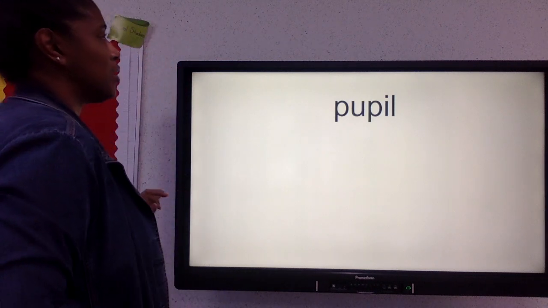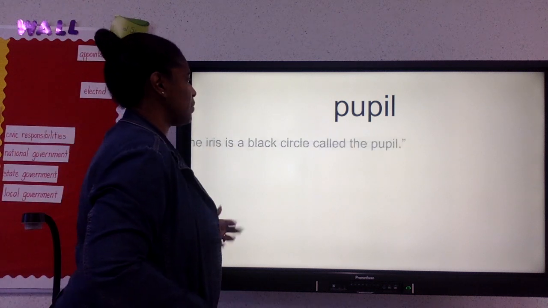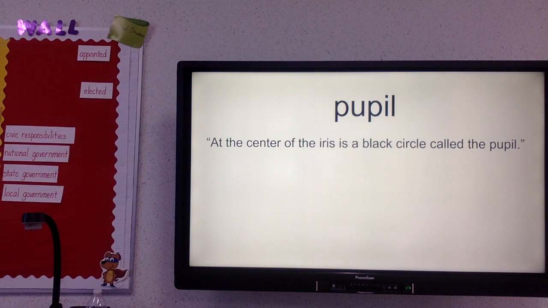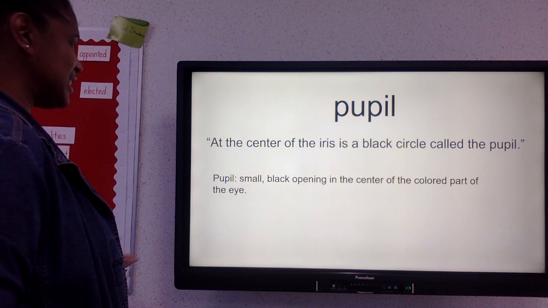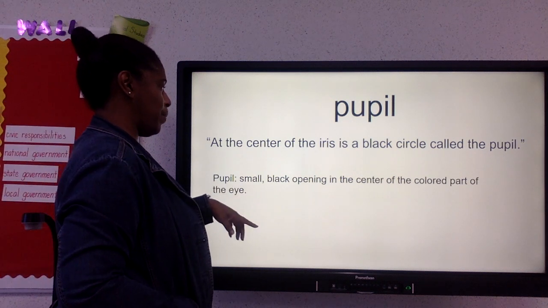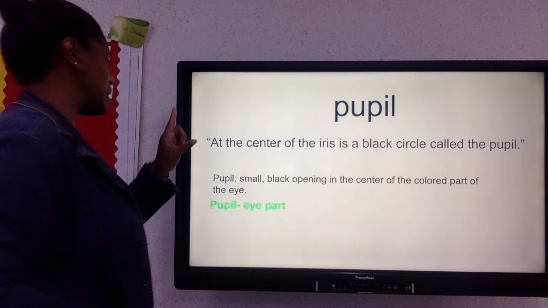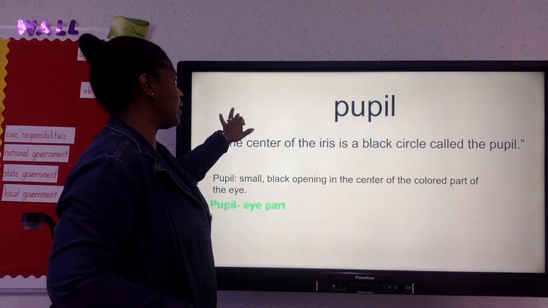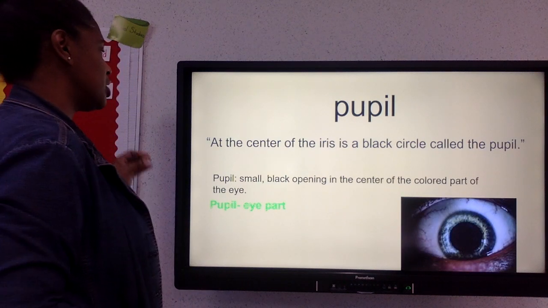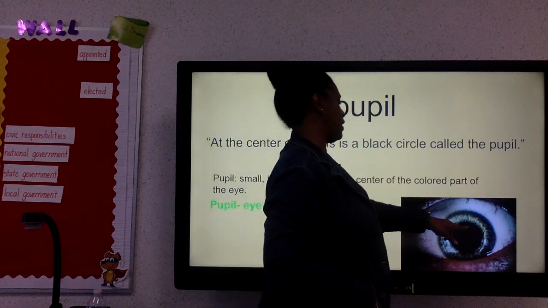So let's take a look at our word for this activity. Our word is pupil. Now, in a read aloud recently, you heard at the center of the iris is a black circle called the pupil. Now, in this sentence, the pupil is a small black opening in the center of the colored part of the eye. So, meaning number one, or definition number one for pupil is a part of your eye. And here is a picture of the pupil, which is a small black opening in the center of the colored part of your eye.